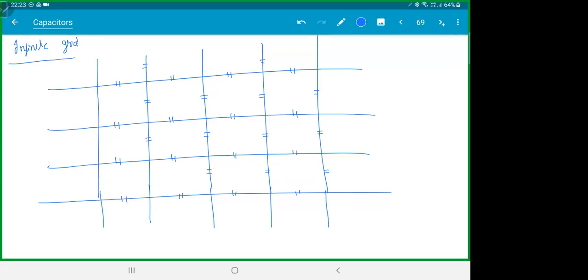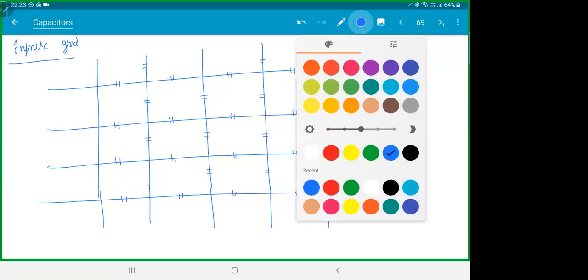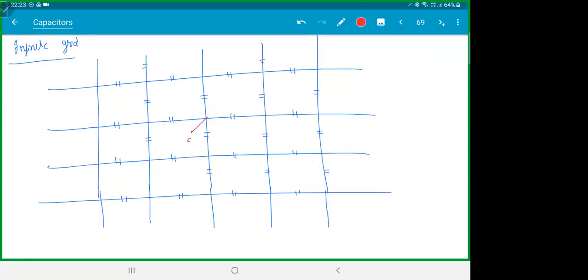Great. So there are infinite capacitors here. There are two terminals here. This is A and this is B. This is an infinite grid. The circuit never ends. It just keeps on going till infinity. Find CAB.